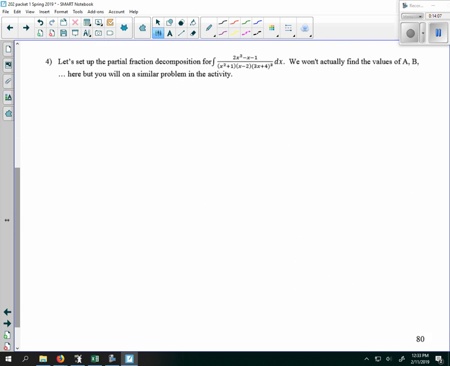All right, I'm going to set up a partial fraction decomposition for this integral. We're not actually going to find the values of a and b, etc. here, but you will on a similar problem in the activity. So I have 2x squared minus x minus 1 over, hopefully they already factored the denominator for me. So I have x squared plus 1, an irreducible quadratic, x minus 2, a unique linear factor, and then 3x plus 4 cubed, a repeated linear factor.